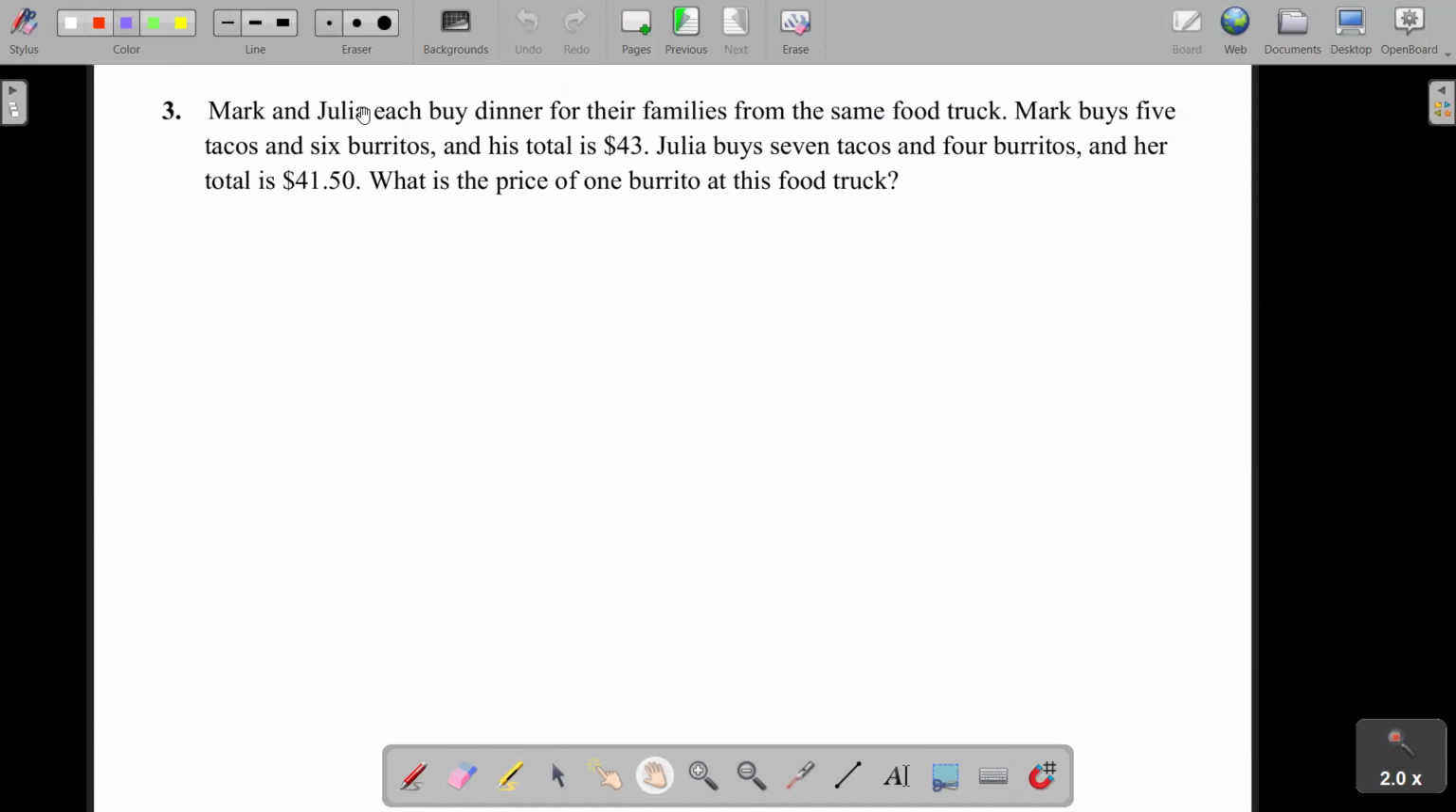So first off, let's do variables. What do we want to use? Let's let T equal the cost of a taco. And let's let B equal the cost of a burrito. Again, 10, 20 seconds. Easy peasy. Simple equations here, I think.